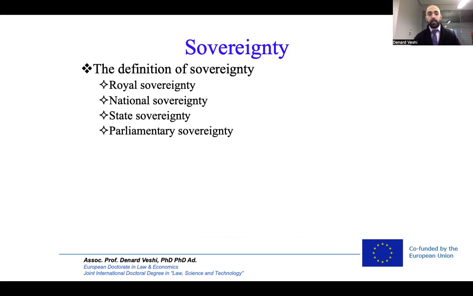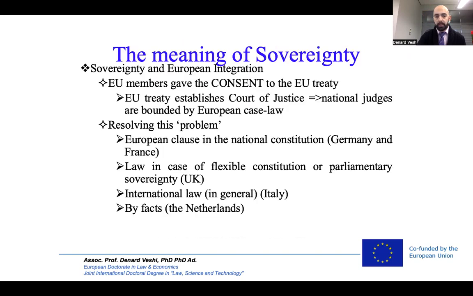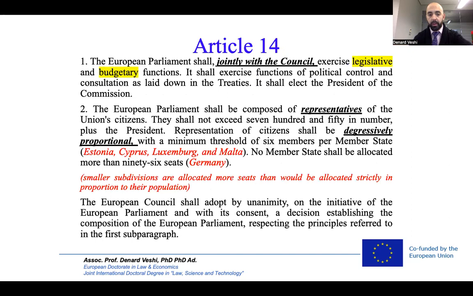So, as I stated in the second video, there is an importance of sovereignty, and there is a direct election of the European Parliament by the EU citizens. And the sovereignty is given to the EU institutions through the consent of the member states. And this is done directly by being written in the constitution, for example, in Germany and in France, or by interpreting the clauses that give power to international law, as is the case of Italy, or by facts, as is the case of the Netherlands.